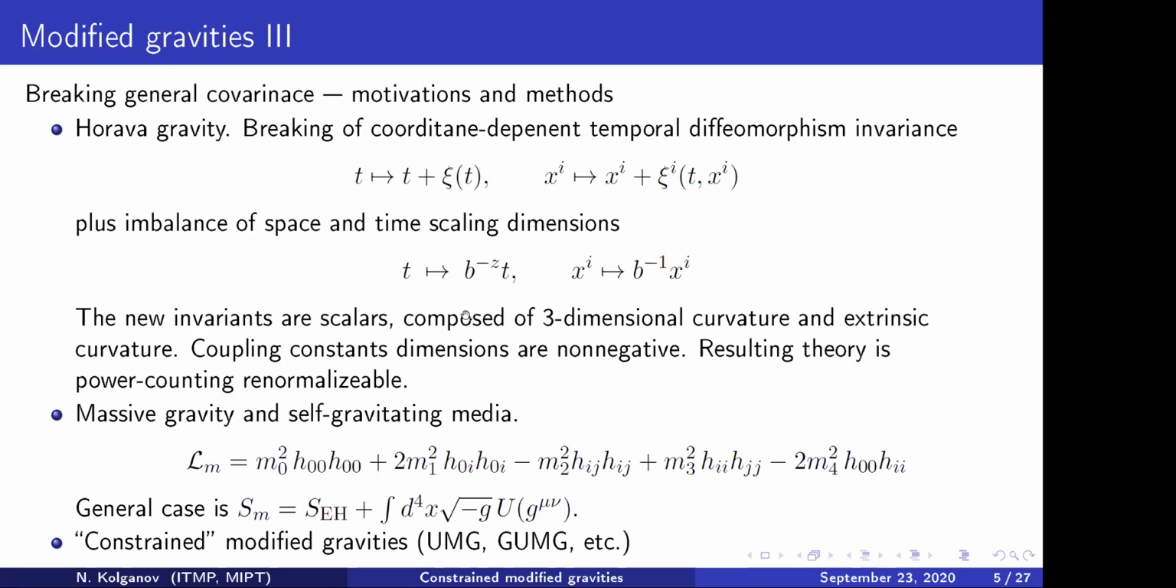What are examples of such breaking of general covariance? I think the best known example is Horava gravity. In this theory, general covariance is broken to coordinate-independent spatial diffeomorphisms and time reparameterization. This theory also implies an imbalance in space and time scaling dimensions. This imbalance allows us to make the coupling constant dimensions non-negative. The new invariants of the theory are scalars composed of the three-dimensional curvature tensor and the extrinsic curvature tensor. So the resulting theory becomes power-counting renormalizable.